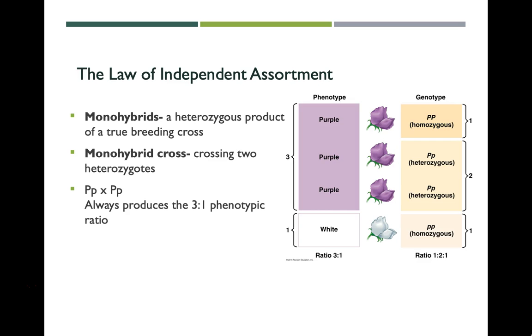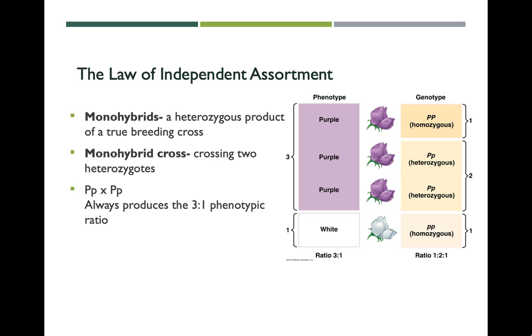So let's look at the law of independent assortment. Let's first look at a monohybrid cross. A monohybrid cross is when you look at an individual or 2 individuals and you study 1 trait. A true monohybrid cross is where you cross individuals who are heterozygous for a particular trait. So that would be equivalent to our F1 generation.